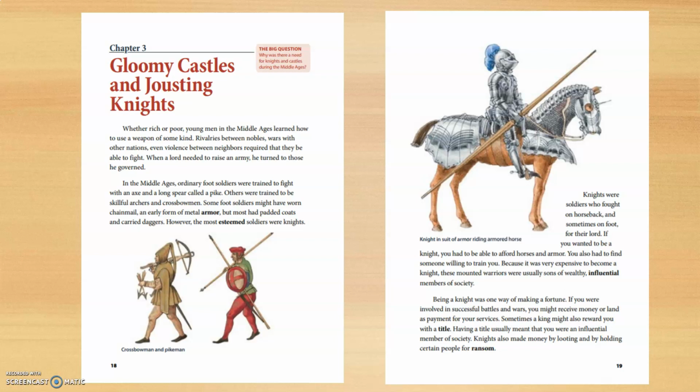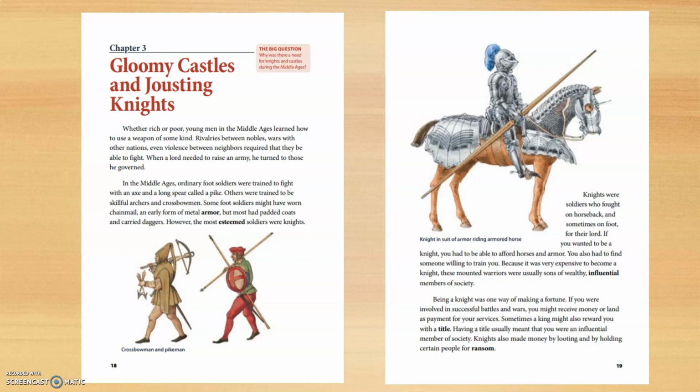Whether rich or poor, young men in the Middle Ages learned how to use a weapon of some kind. Rivalries between nobles, wars with other nations, and even violence between neighbors required that they be able to fight. When a lord needed to raise an army, he turned to those he governed. In the Middle Ages, ordinary foot soldiers were trained to fight with an axe and a long spear called a pike. Others were trained to be skillful archers and crossbowmen.